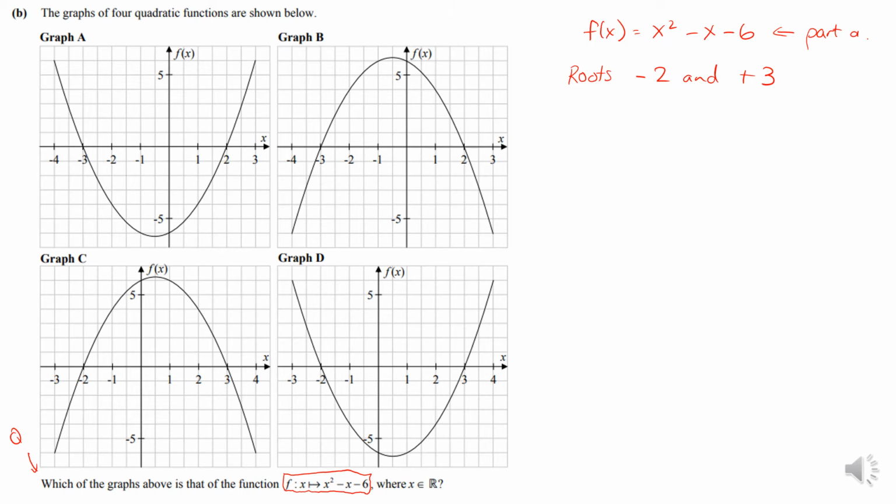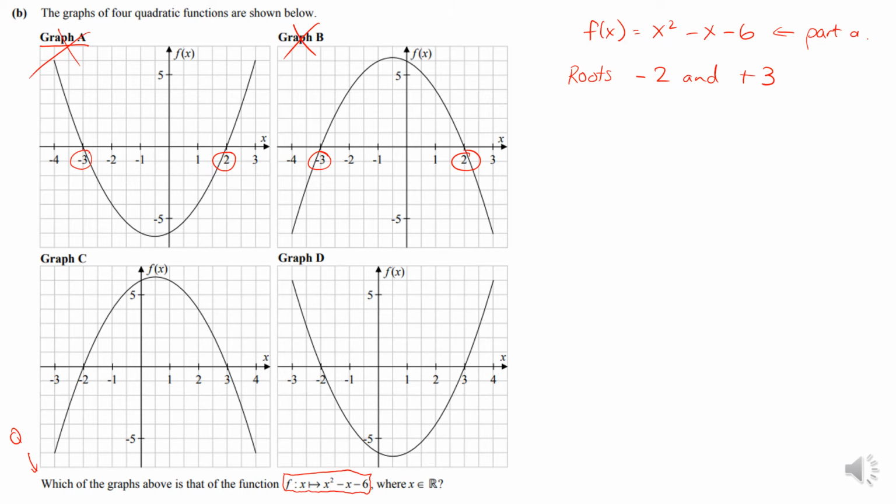Okay, so let's look at the first graph, graph A. Now roots are where the function crosses the x-axis. When is the function 0? So here we have roots of minus 3 and plus 2. So the signs are incorrect there. So that means we can cross out graph A. It's not graph A. And for the same reason, we can look at graph B. It's minus 3 and plus 2. So that's not right. Okay, so we'll discount that one.